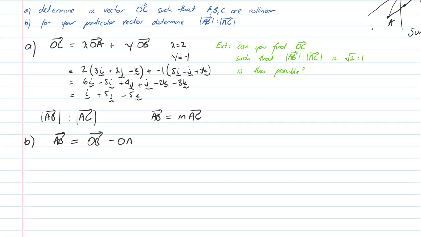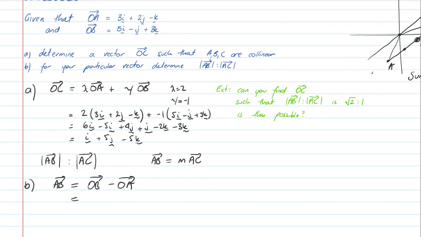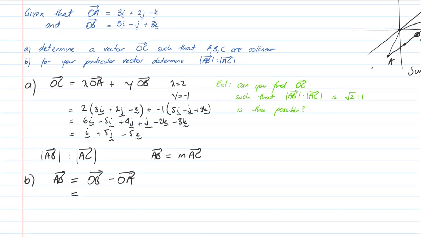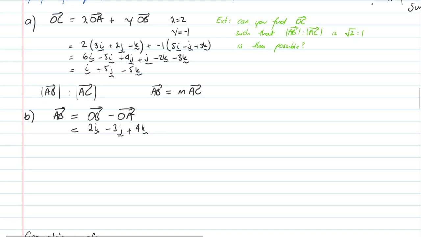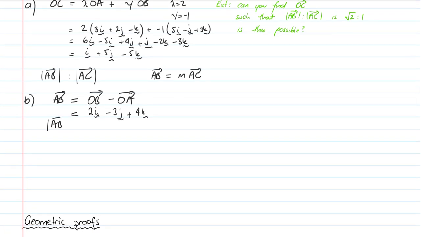OB minus OA, which I'll do pretty quickly, but we've got OB and OA. OB minus OA will be 5 minus 3, negative 1 minus 2, and 3 minus negative 1, which will give me 2i minus 3j, and then plus 4k. And the magnitude, therefore, of AB will be equal to, it's not going to be pretty, I don't think, but this is 4, that squared is 9, making 13, that's 16, so the square root of 4 plus 9 plus 16, I'm cheating a little bit, and that is, of course, the square root of 29.